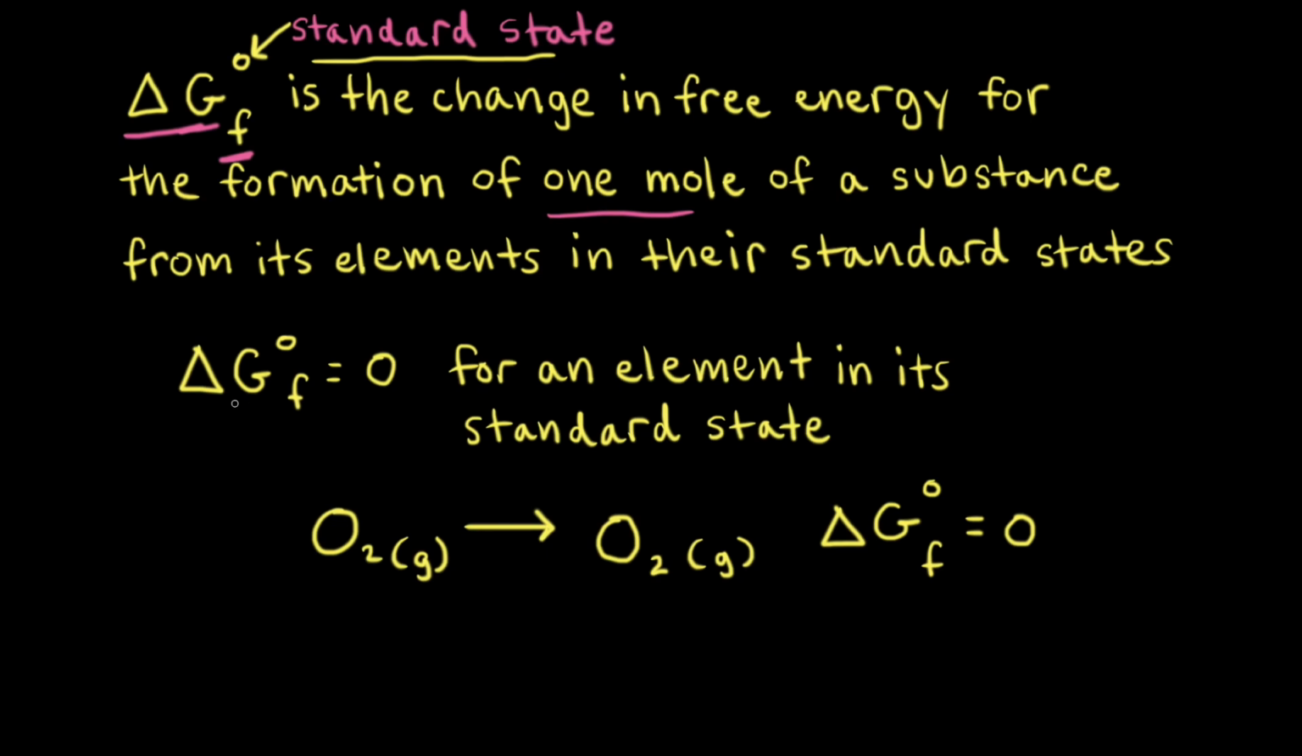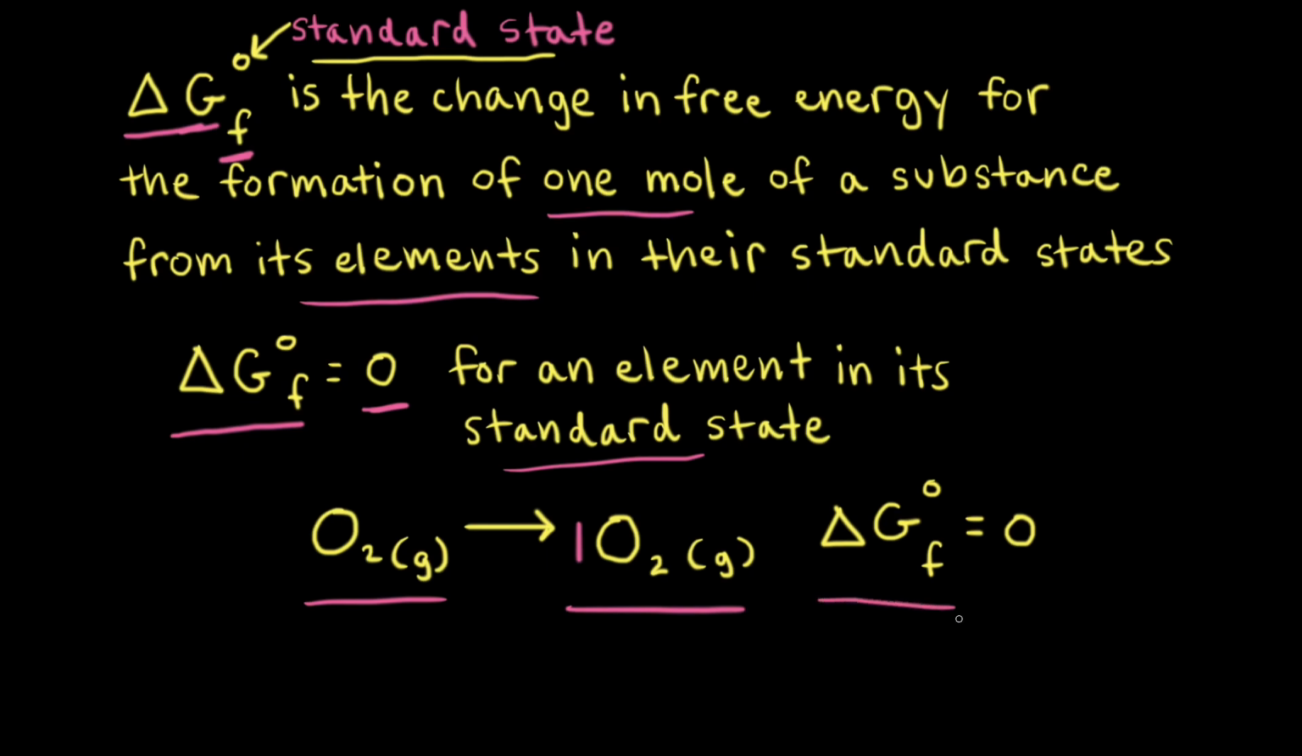By convention, the standard change in free energy of formation for an element in its standard state is equal to 0. Therefore, if we think about forming 1 mole of oxygen gas, we would be making it from elemental oxygen, which is also oxygen gas. So forming 1 mole of oxygen gas from 1 mole of oxygen gas means there would be no change, and therefore the standard change in free energy of formation is equal to 0.